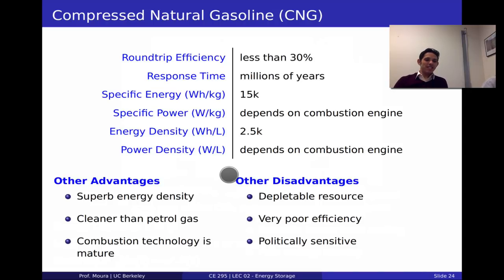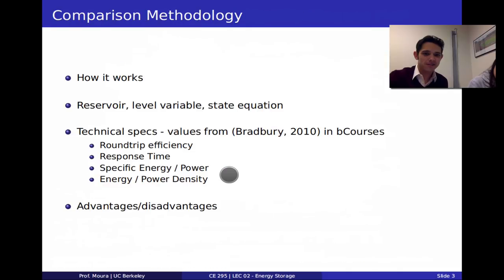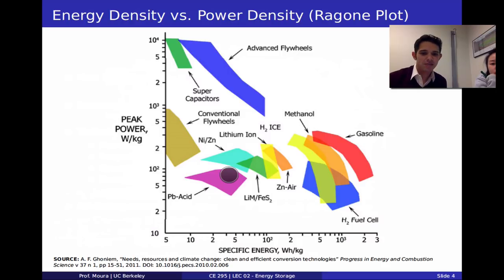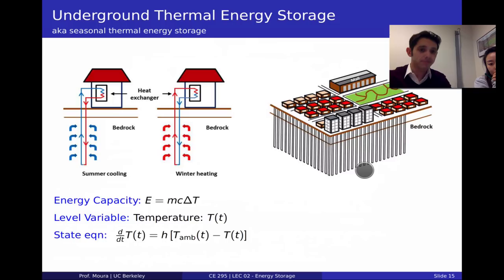But the key advantage is it has superb energy density. In fact, let me refer you back to the Ragone plot. If we want to store energy in as small a volume as possible, as lightweight as possible, liquid fuels are awesome. Let me give another example: an airplane. Limited volume, and we want it to be as light as possible. In fact, jet fuel would be a little further out than this red region, a little further to the right. It's awesome as a storage medium for these mobile applications.